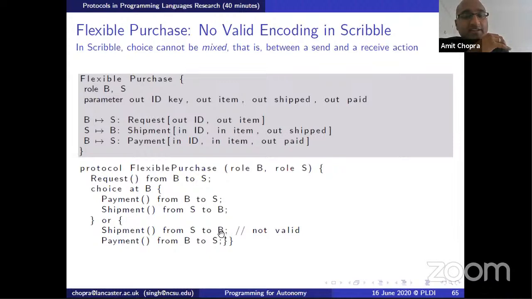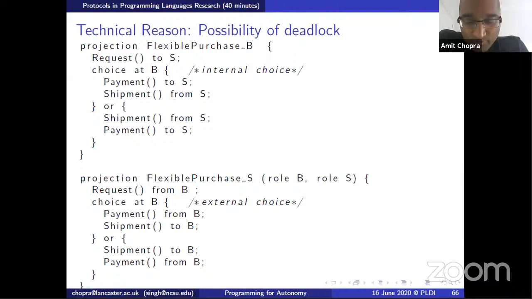Now, the more technical reason is that the way Scribble works is it takes a projection of this protocol for each of the parties. So the two projections are shown here. The top one is for the buyer and the bottom for the seller. And what it's saying is that the buyer has an internal choice. In the buyer's projection, there's a choice at B, which means that the buyer decides what happens. Either it decides to send payment to S or receive shipment from S. And in the seller's projection, the seller has an external choice, meaning the choice is encoded at the buyer.